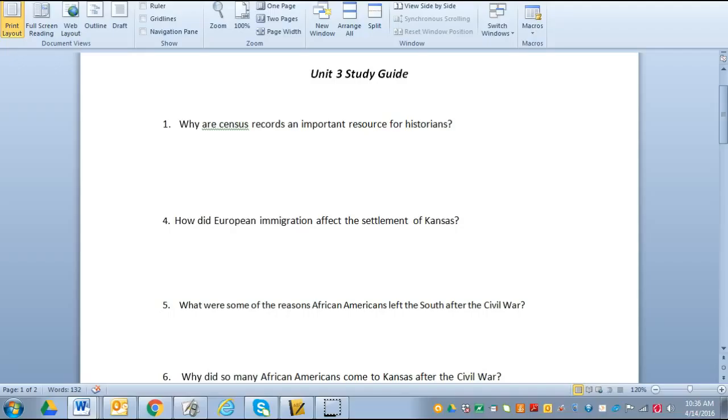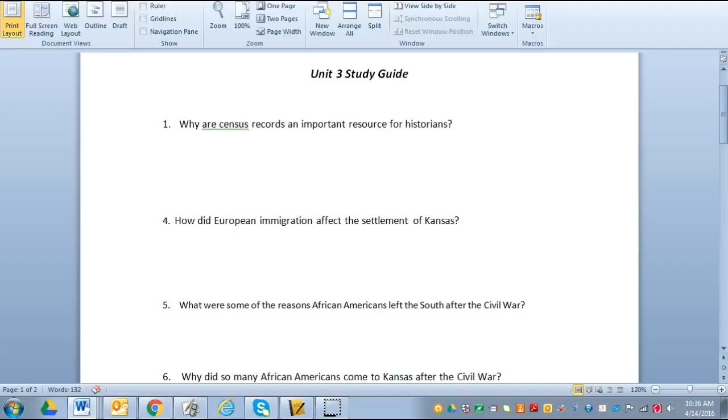We're going to start out and talk about census records. So the first one, why are census records an important resource for historians? Why are census records important? That was your bell ringer today. Why were census records important for historians?